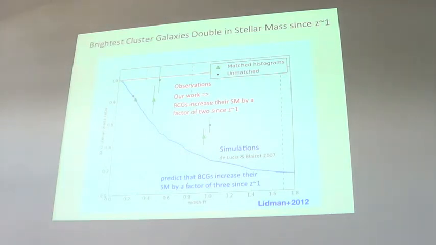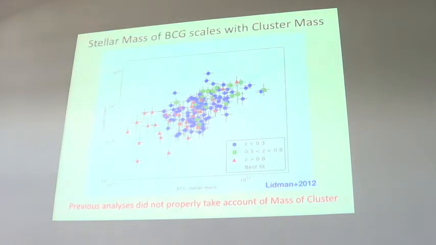This is in good agreement with simulations. It was a bit controversial because other observational studies had claimed that there was no evolution in the stellar mass of BCGs out to redshift 1. But we don't agree with that. There were some issues with the previous analysis, and particularly it didn't properly take account of the mass of the cluster, and as you can see here, the BCG stellar mass scales with the cluster mass.